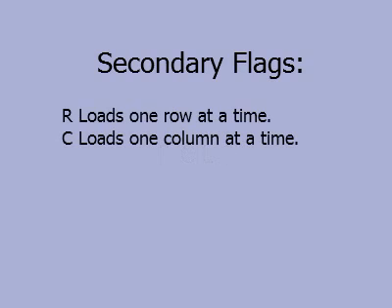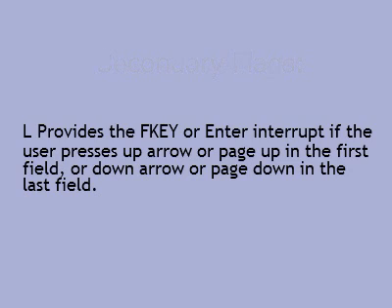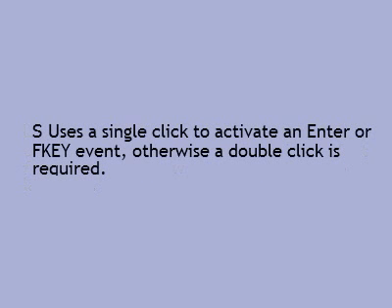R loads 1 row at a time, while C loads 1 column at a time. L provides the F key, or enter interrupt, if the user presses up arrow or page up in the first field, or down arrow or page down in the last field. S means that a single click can activate an enter or F key event instead of a double click.